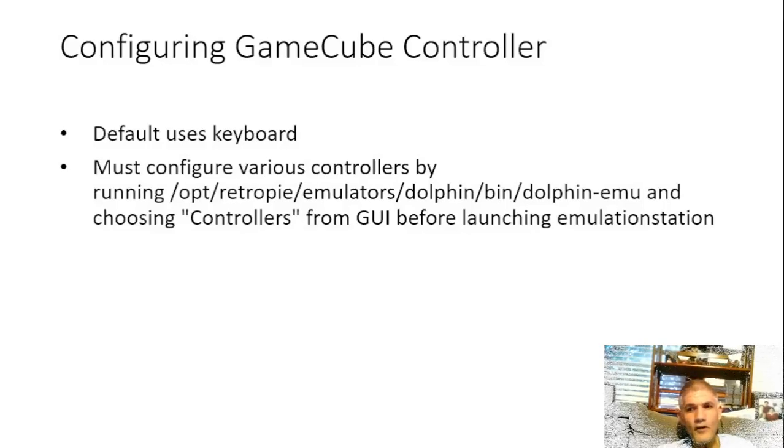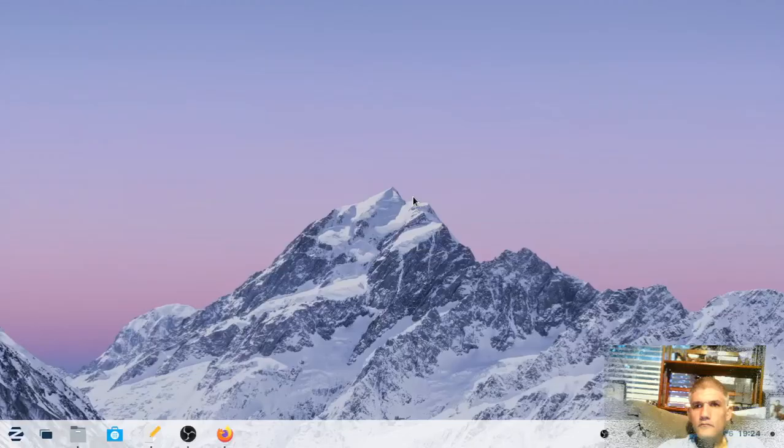Alright, by default, GameCube does use the keyboard. Of course, that is not a lot of fun, especially when you're playing Metroid Prime. You must configure the controller before you start an emulation session by running /opt/retropie/emulators/dolphin/dolphin-emu, and then choosing controller from the graphical user interface before launching EmulationStation. And I'm about to show you a screen recording with that being done.